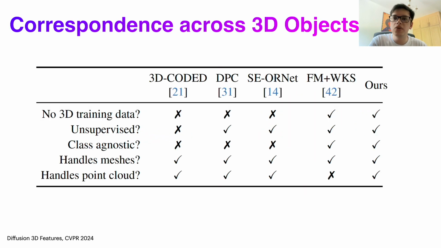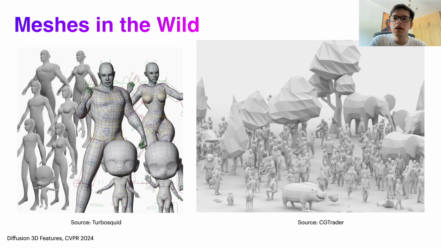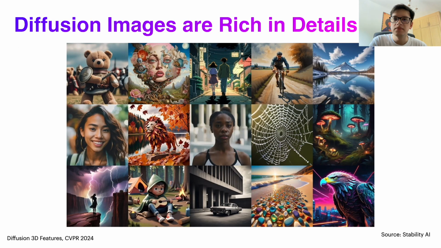Classical geometry processing algorithms, extensively explored over recent decades, concentrate on identifying geometric invariants. However, these fail to understand semantic features that may not be represented directly as geometric features. Recent methods such as 3D-CODED, DPC, and SE-ORNet require extensive training and are limited in their utility to the trained classes. Given the wide range of meshes available in the wild, a zero-shot feature descriptor is highly desirable. Achieving this in the 3D domain requires a huge amount of 3D data, which is not available.